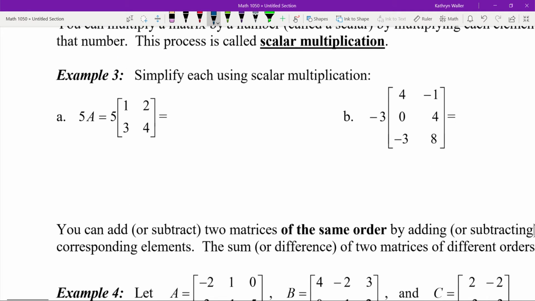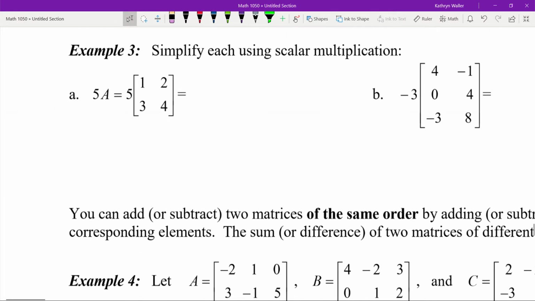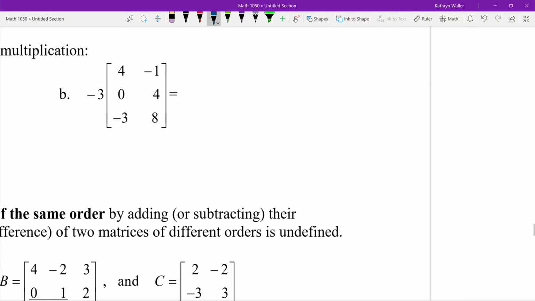Okay? All right, example 3, A and B is super easy. So this right here just means take 5 and multiply it by matrix A. So here's 5, and then you write down matrix A. All you do is multiply all those numbers by 5. So you just go 1 times 5 is 5, 5 times 2 is 10, 5 times 3 is 15, 5 times 4 is 20. Very simple. It's called scalar multiplication.